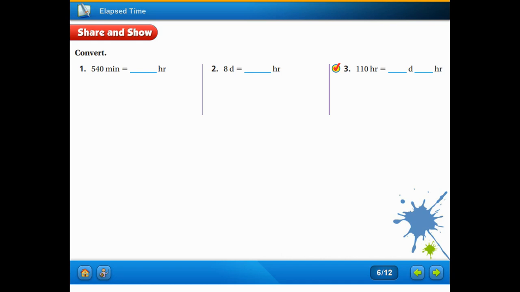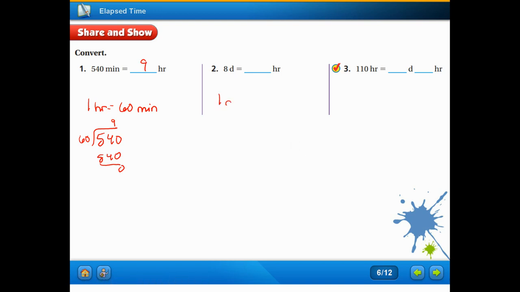All right, guys, here we go. 540 minutes equals how many hours? So 1 hour equals 60 minutes. Or sorry, 60 minutes equals 1 hour. So I'm going to take 540, divide that by 60. I am going to get 9. 60 times 9 is 540. 0, so 9 hours.